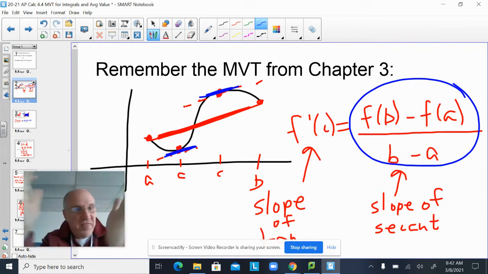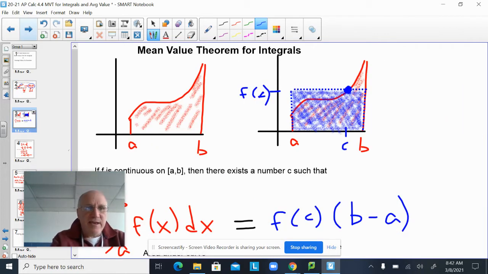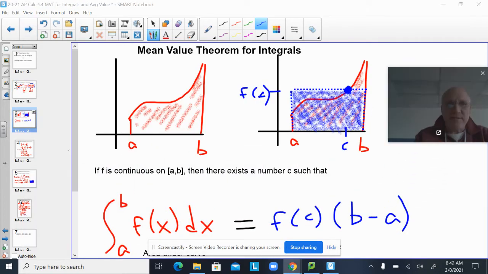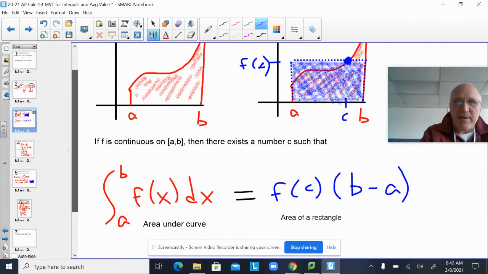That's a derivative thing. Now we're talking about integrals, antiderivatives. And so now we have the mean value theorem for integrals, which says this. It says if f is continuous on the interval from A to B, then there exists a number C such that, and I've got this big equation here. Let me make sense of this.